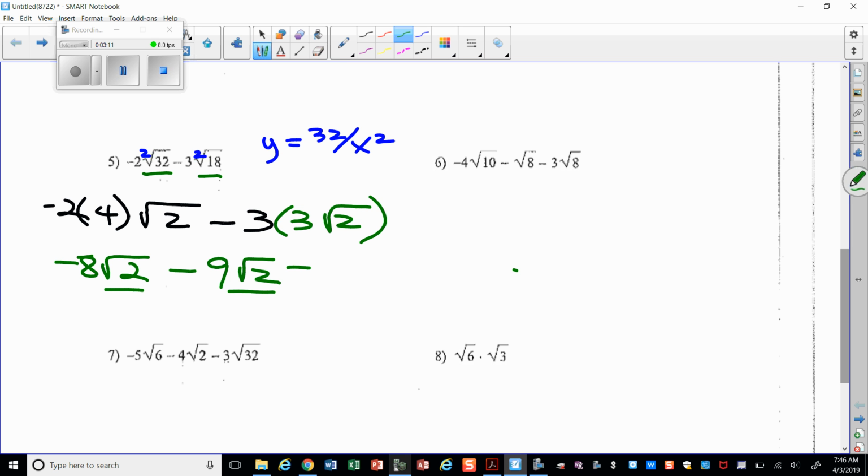If I add or subtract radicals, I'm going to end up with a square root of 2. And how many? Well, that would be negative 8 minus 9, so that's negative 17. You just do that on your calculator. Negative 8, negative 9 is negative 17. So the rule is you simplify. If you want to add or subtract, you're going to simplify first and then combine your like terms.